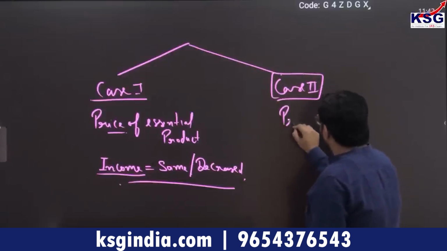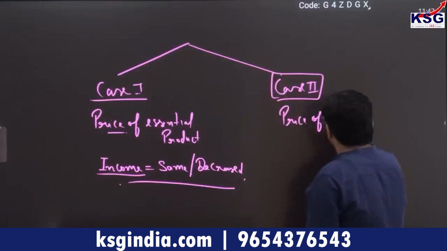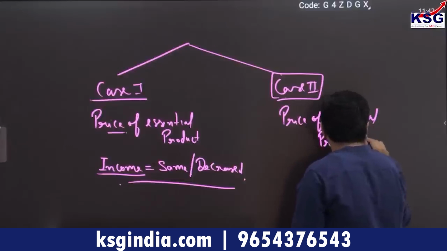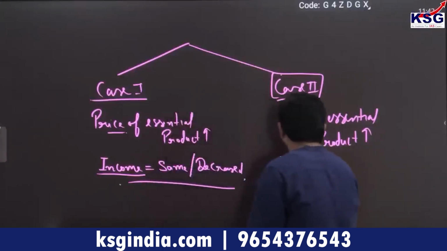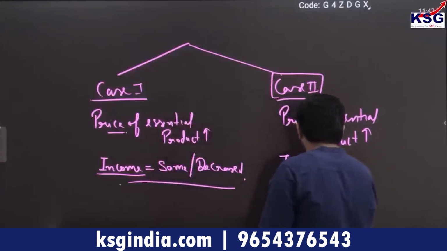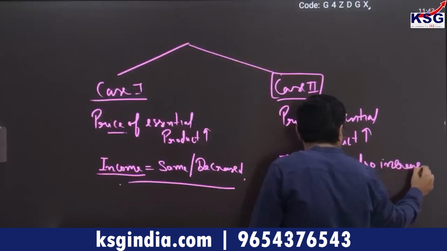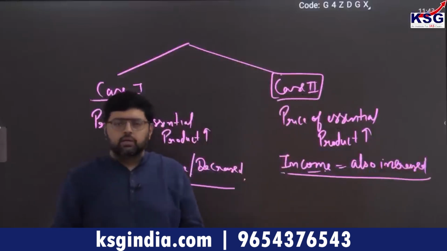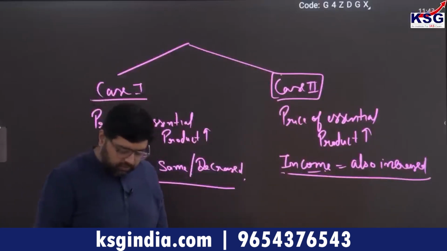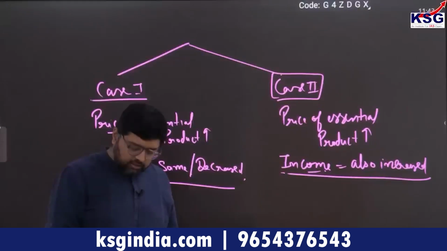Case 2: price of essential products increased, so in both cases it increased, but the income of the people also increased. So which is the case of inflation? Case 1 or case 2? Please tell me.